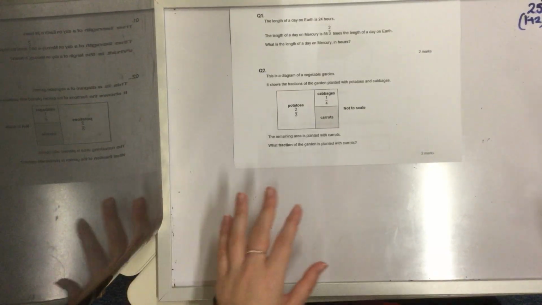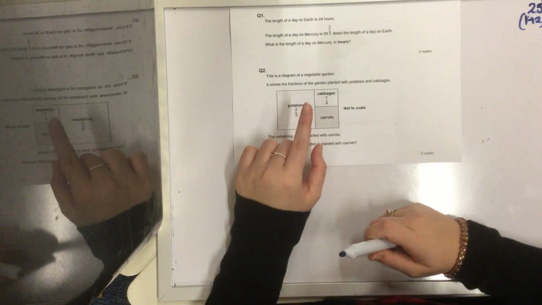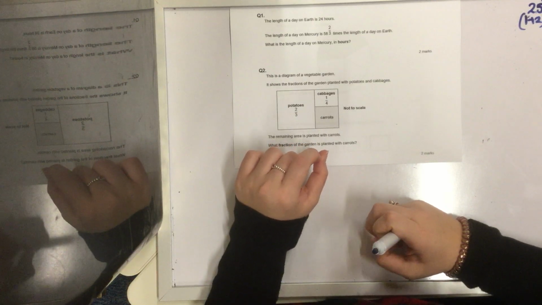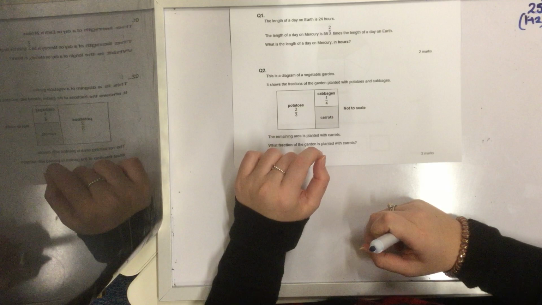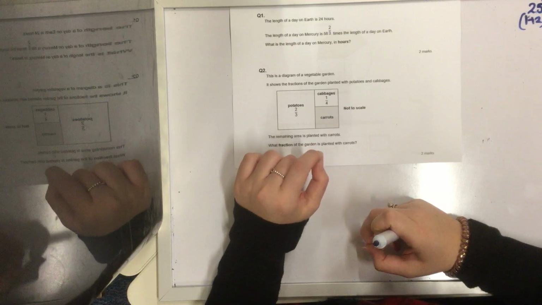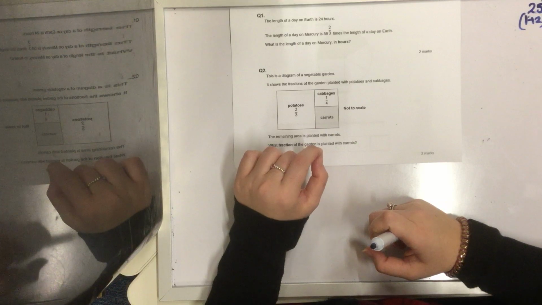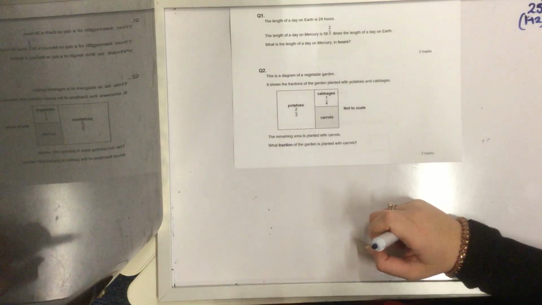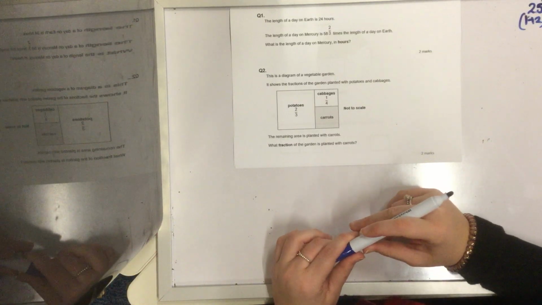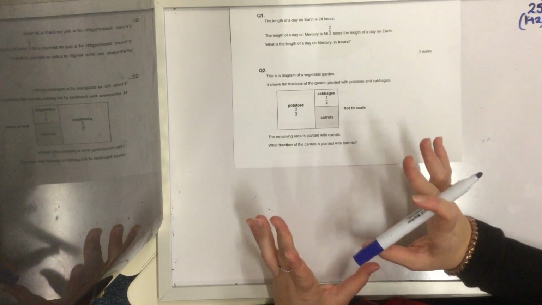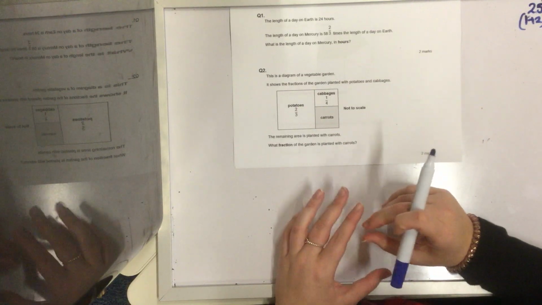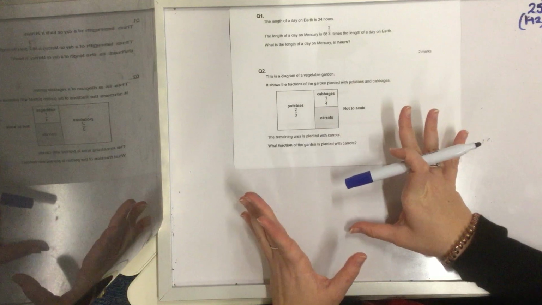So the question is saying to us that the length of a day on Earth is 24 hours. The length of a day on Mercury is 58 2/3 times the length of a day on Earth. What is the length of a day on Mercury in hours? So there's lots of information there that's quite useful for me. So you can do working out on the sheet if you'd like to.